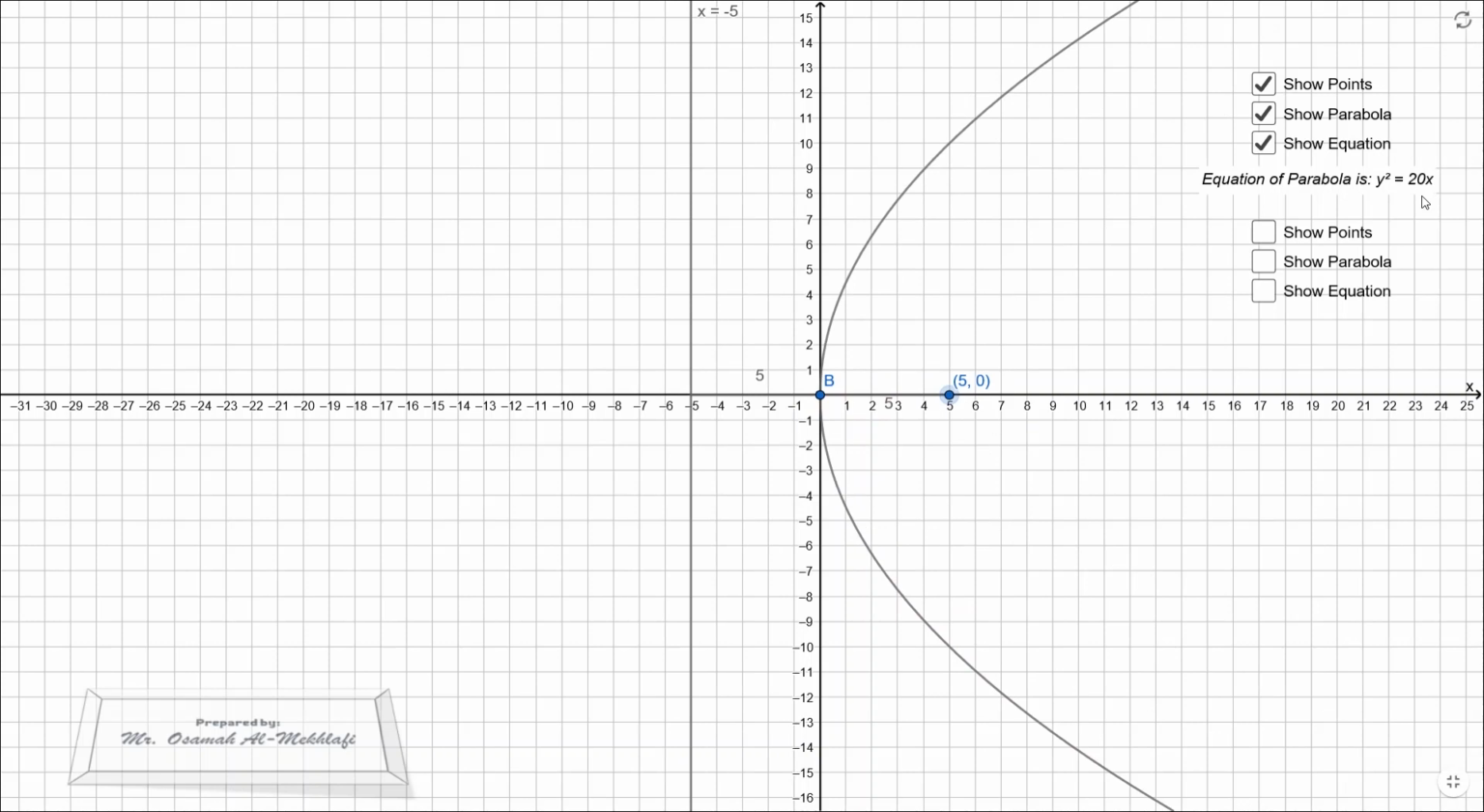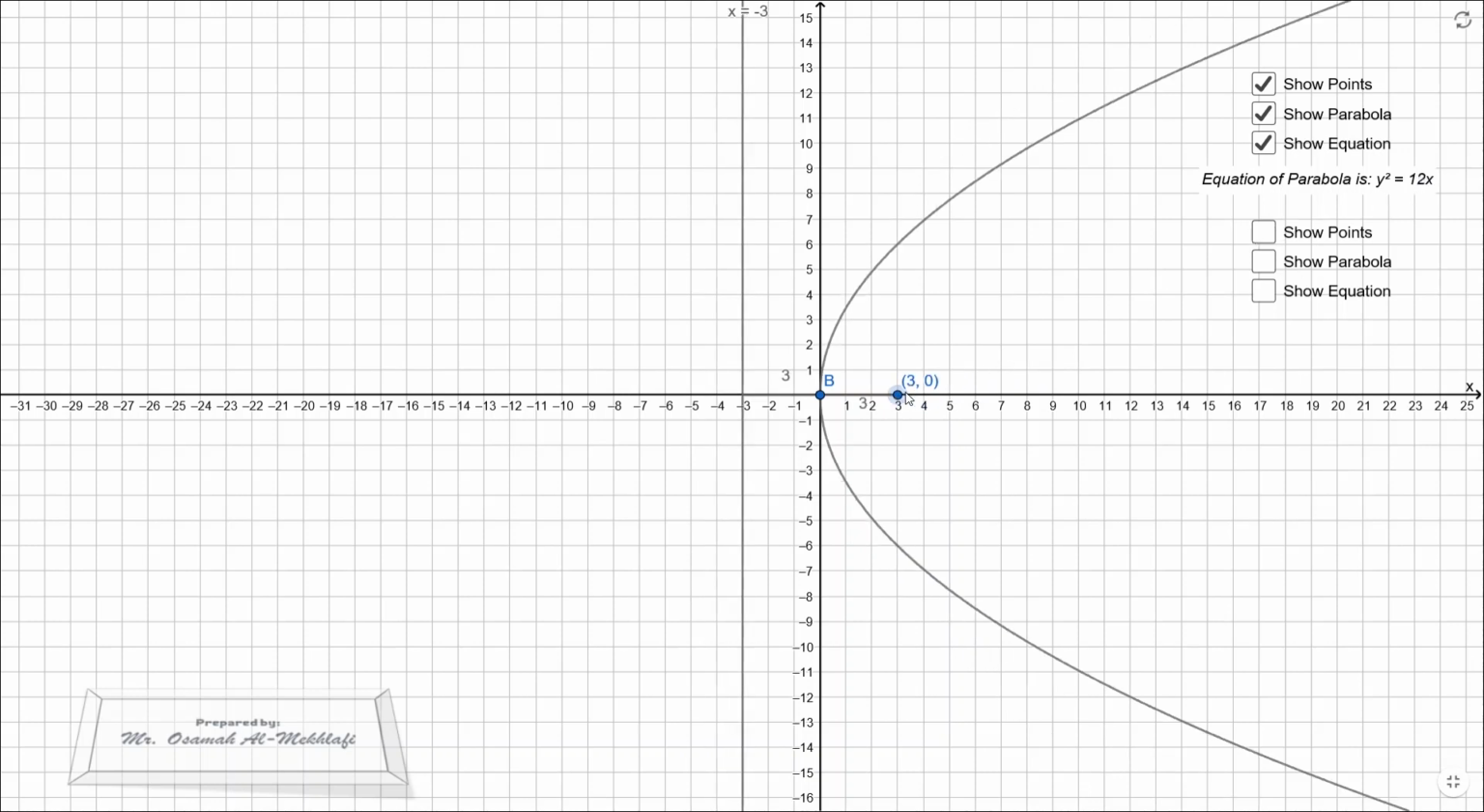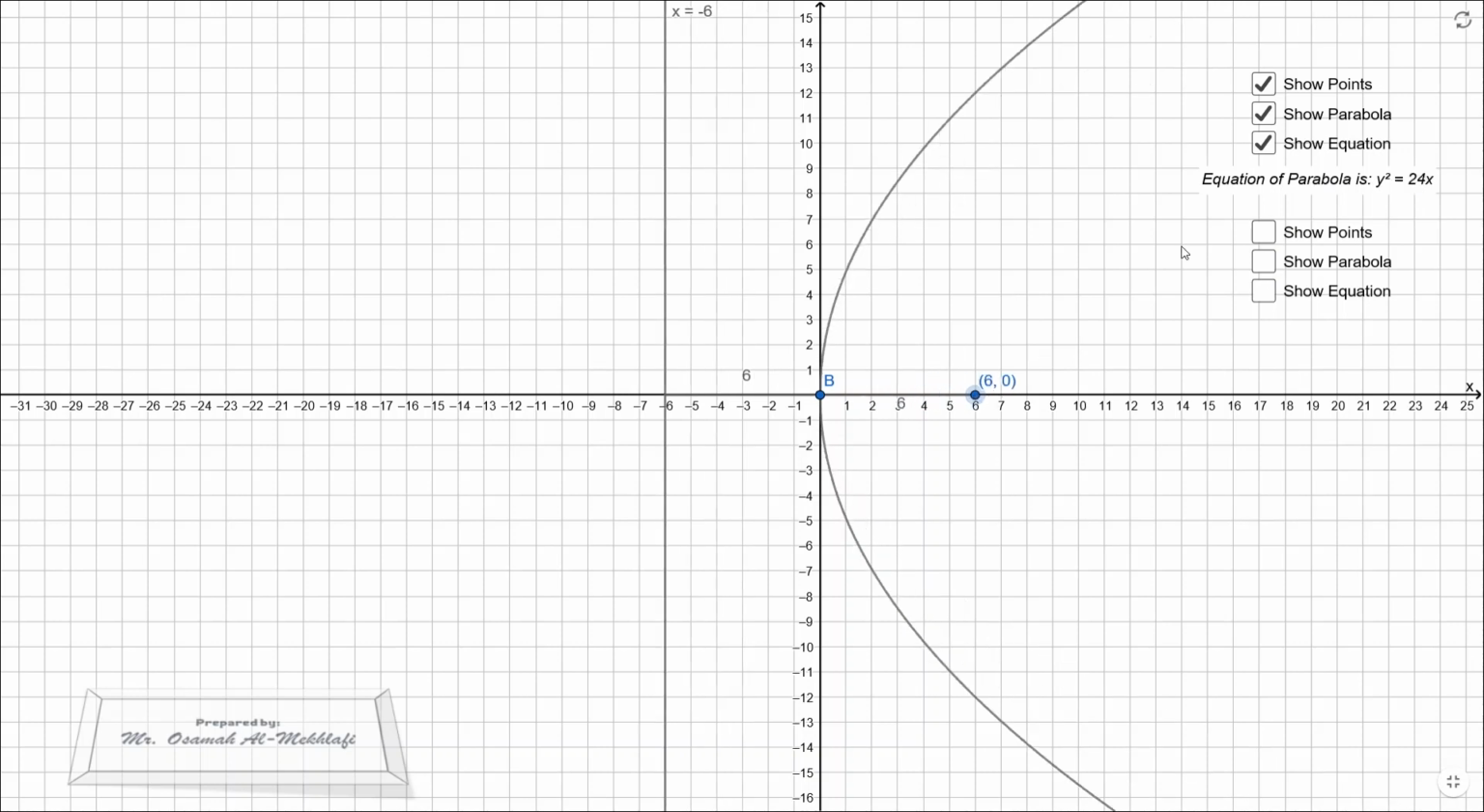So what do you notice? y squared is always there, x is always there, but this number, the 5, is actually multiplied by 4 and we get 20. If it is 4, we will multiply it by 4, we'll get 16. If it is 3, I'll multiply it by 4, I will get 12. If it is 6, I'll multiply it by 4, I will get 24. So the number before the x is the value of x in the focus multiplied by 4. This is called the first standard position, or standard position number 1.